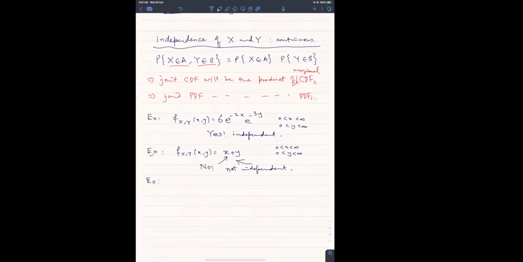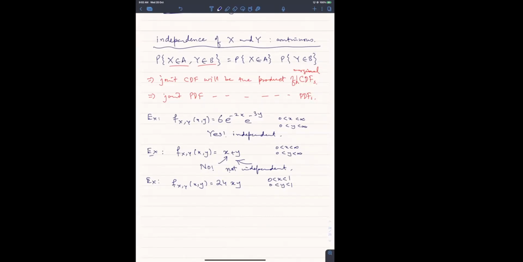One more example. f of x y is equal to 24xy, for x from 0 to 1 and y from 0 to 1. Are they independent? Yes or no? Yes, they are independent. Why? Because I can write this as the product of these two functions.